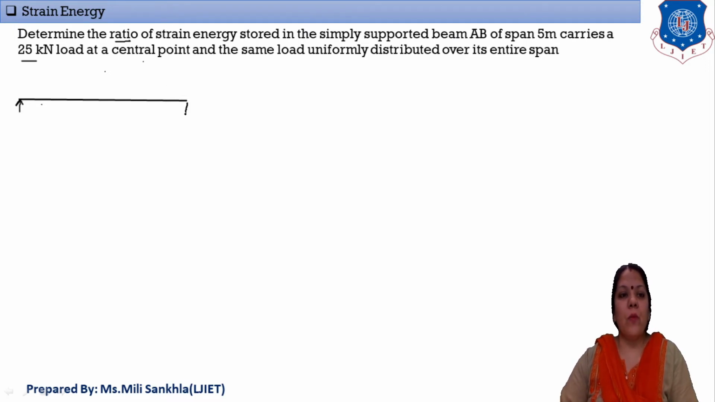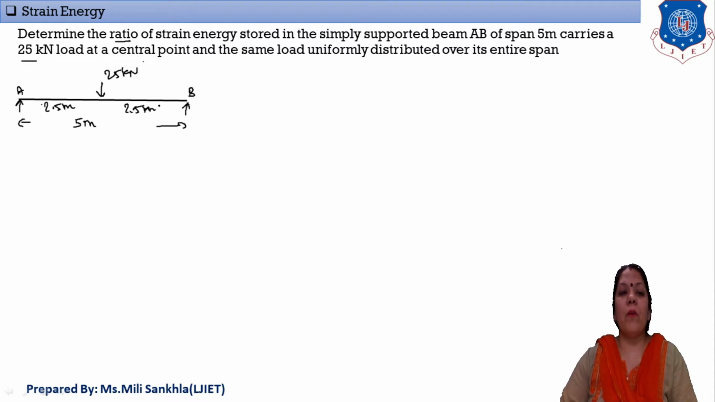Simply supported beam, at the center point apply the 25 kN load. Here this is point A, this one is point B, and the length of this given beam is 5 meter. That means this distance is 2.5 meter and this distance is 2.5 meter.